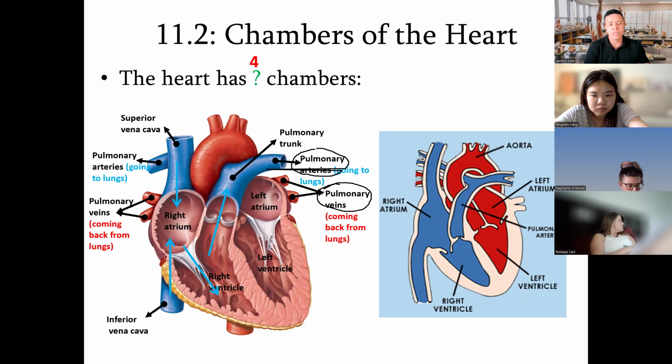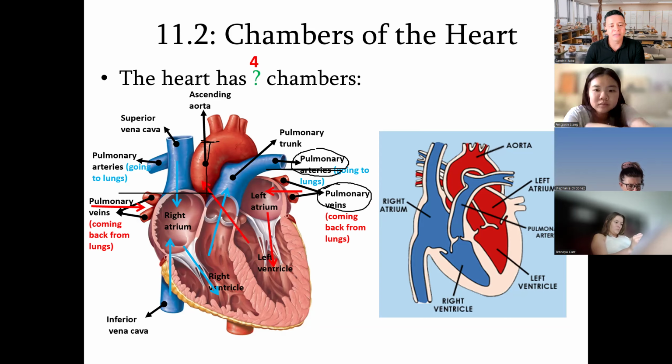Okay, now all the oxygenated blood is going to arrive inside of the left atrium. From the left atrium it is going to go into the left ventricle, and from the left ventricle, now the blood is going to enter what we call the ascending aorta.